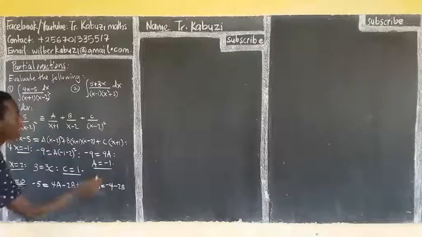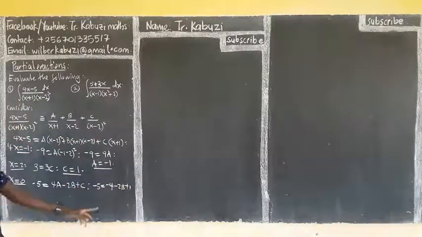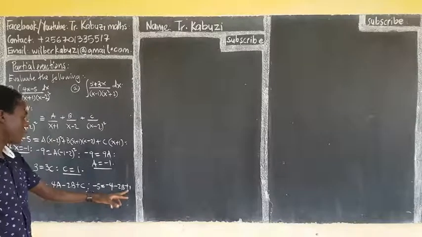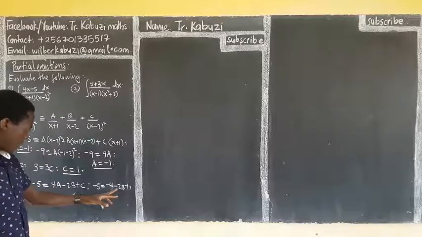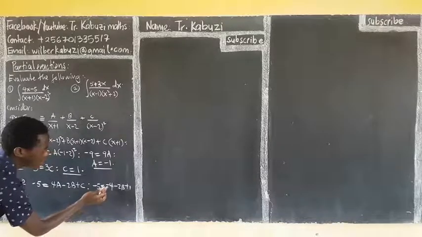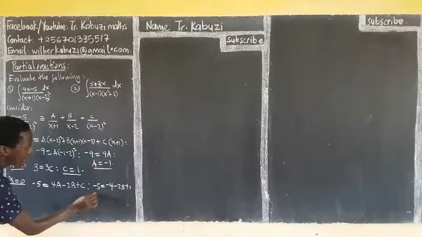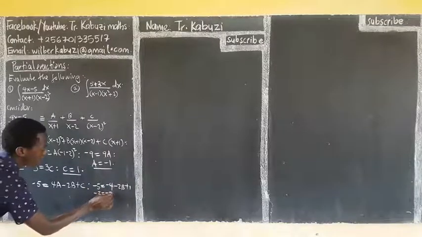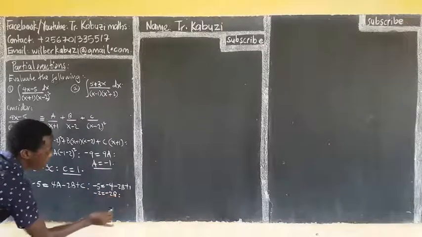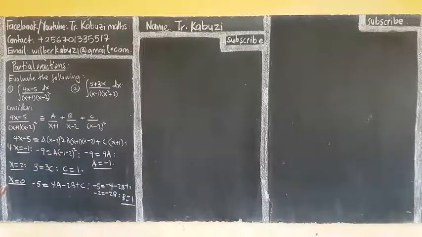Then c is 1. So this is going to be negative 4 plus 1, which is negative 3. When I take it this side, I have negative 2 equal to negative 2b. And so from here, my b is 1. When you simplify, your b is 1.